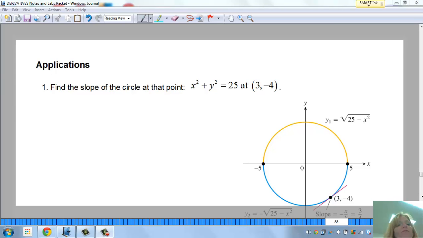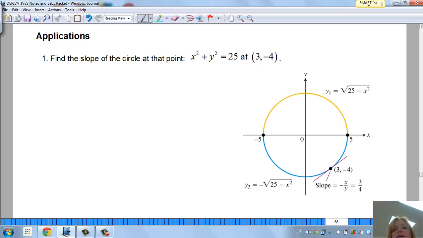This is the third video for implicit differentiation, and this is the applications, and there's going to be 3 application problems. What I have here is a circle. It's x squared plus y squared equals 25, and if you recall, that is a circle with a center at 0, 0 and a radius of 5. So here I want to find the slope of the circle at the point 3, negative 4.